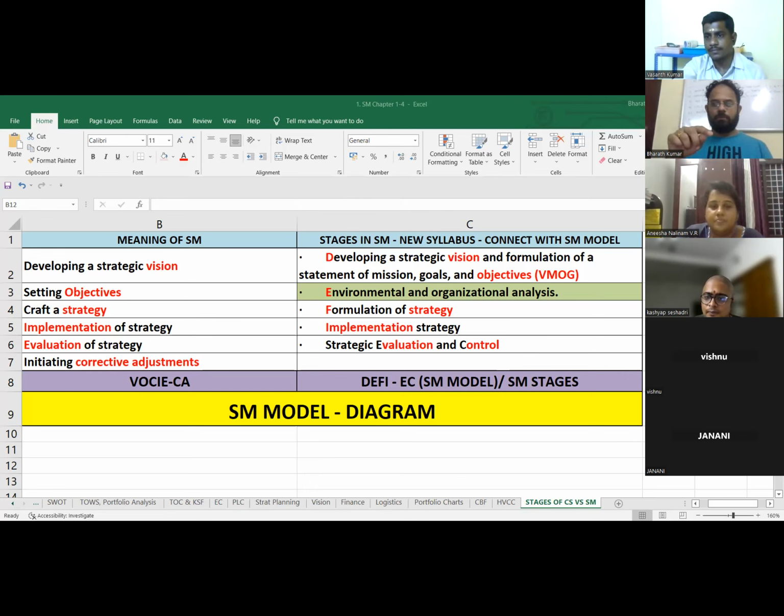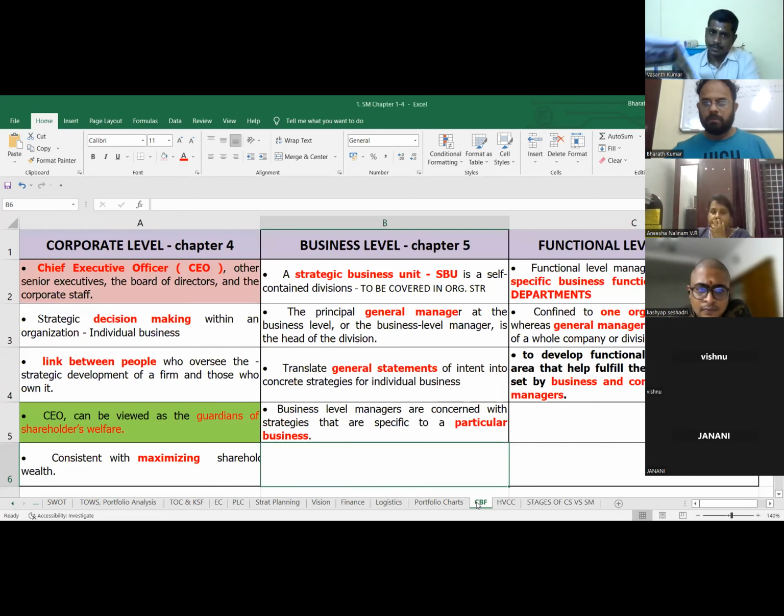Now, shall I ask you one more time? How many strategic levels are there in organization? Three. What are they? Corporate level, business level, functional level. So you know the question, you know the mnemonics. Shall we go and see that question now? Corporate level, business level, functional level. Are you guys ready? The question. Are you guys sure?